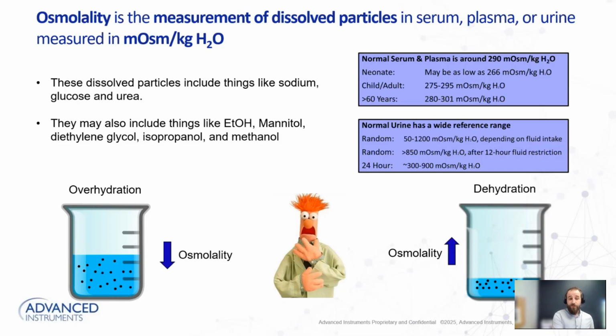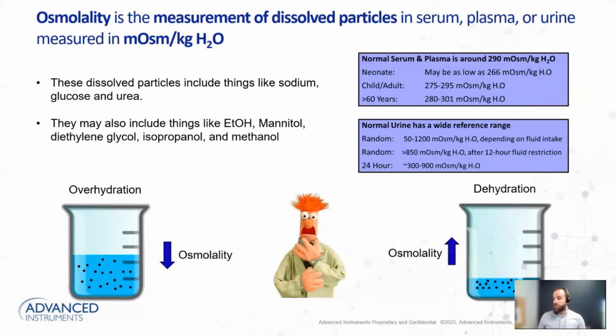In fact, when you calculate it off your chemistry analyzer, it's taking those three analytes into consideration in the formula. And they may also include things like ethyl alcohol, another test you can run on your chemistry analyzer. Mannitol, which is a therapeutic agent used to alleviate intracranial and intraocular pressure after surgeries. Diethylene glycol, isopropanol, and methanol, which are all toxic alcohols, right, that we shouldn't be putting in our body, but sometimes they end up there, unfortunately.